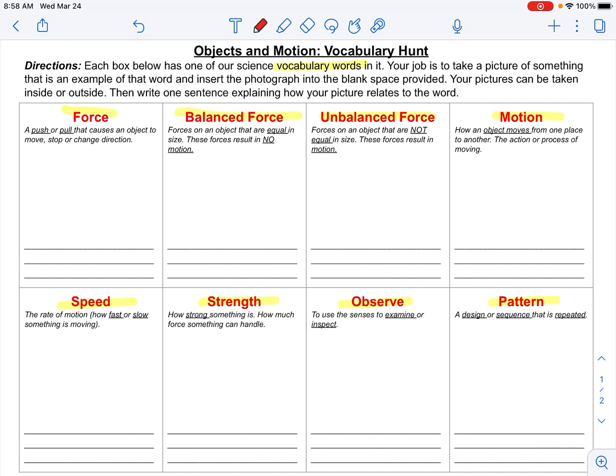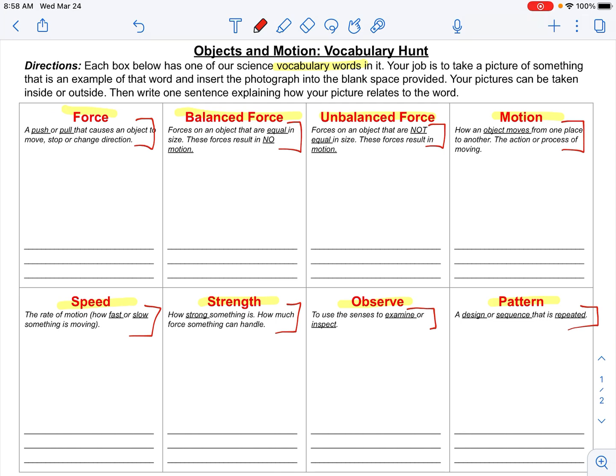It doesn't say this, but you also see that there are the definitions below. So these can help you if you don't remember the exact meaning of the word, okay? These are the definitions. You might need to reread some of those if you forget what they mean.